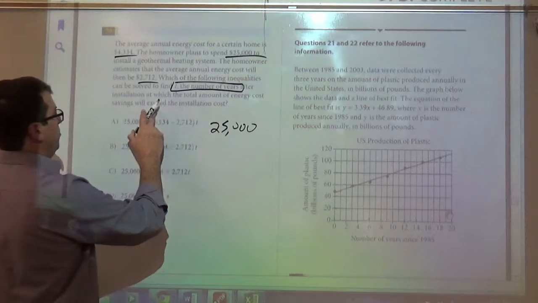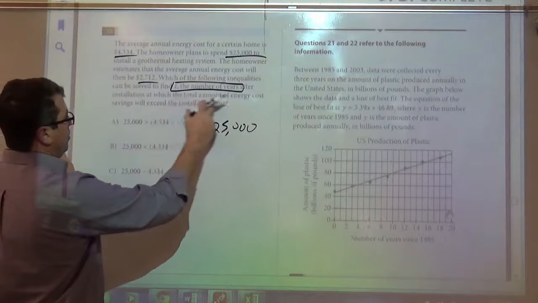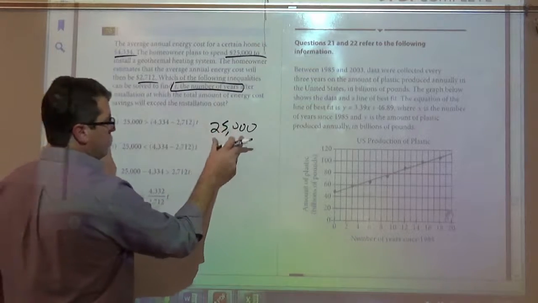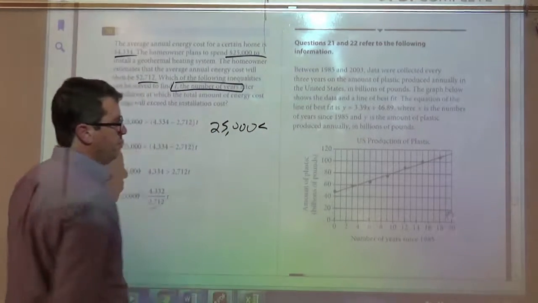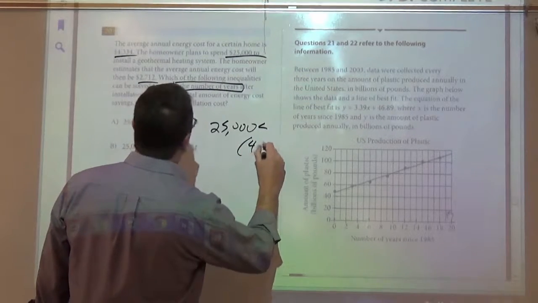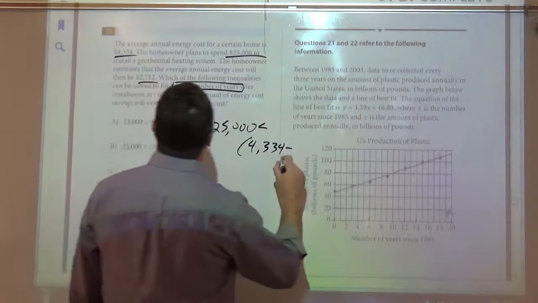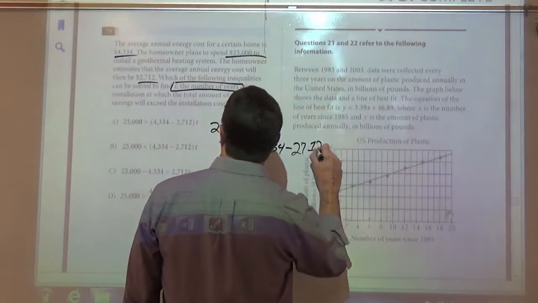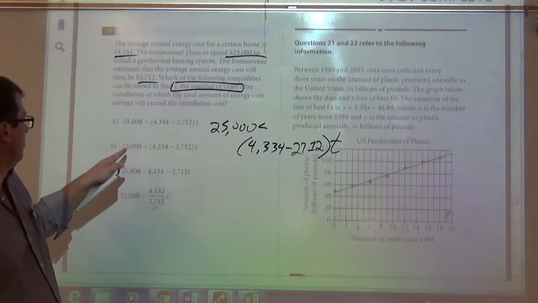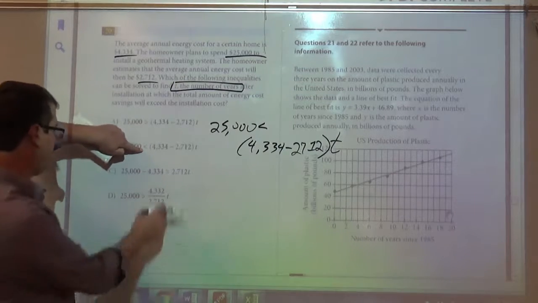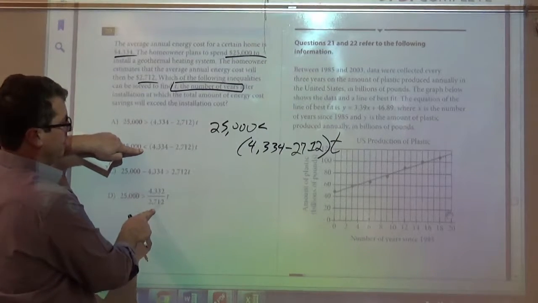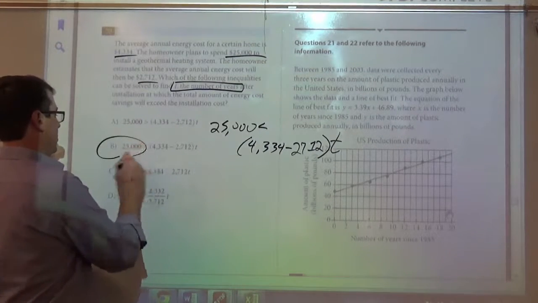And they want to know the total amount of savings will exceed the installation. So if it's exceeding the installation, it needs to be bigger. And then it needs to be bigger than your starting amount minus the 2712 times the number of years that you're doing it. So this has it in the right direction, this has it mixed up. This is dividing, and they're not talking about a proportion, they want to know just the straight amount. So it's going to be B.